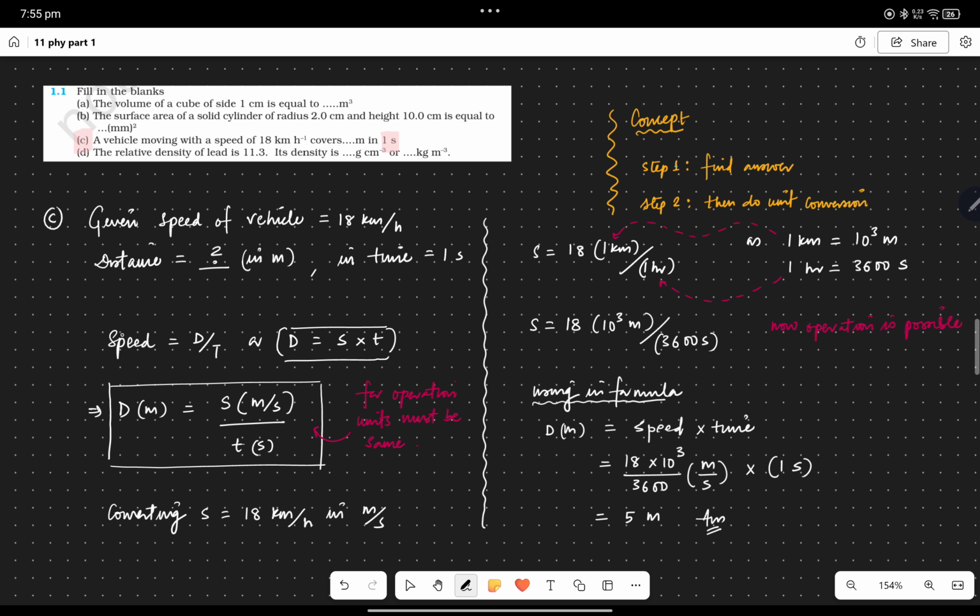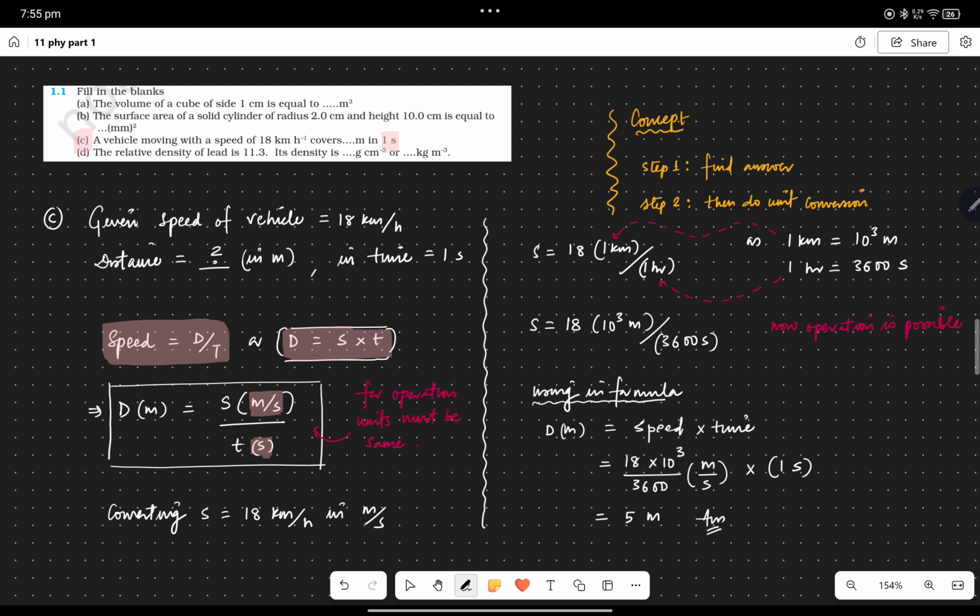So the speed thing, you know, it is a very simple formula. Speed is equal to distance by time, or distance is equal to speed into time. Very simple. But while doing this, you have to always keep in mind that I am going to put the same units for the calculation, and that will give you an accurate answer. Otherwise you will get an incorrect answer, right?